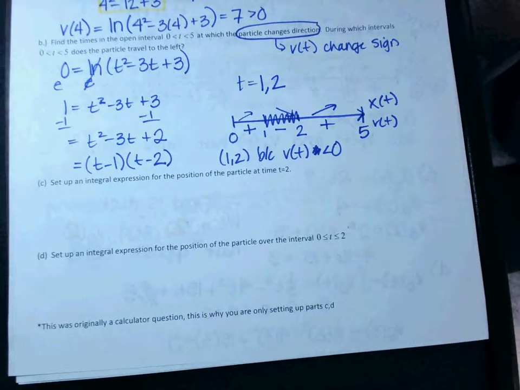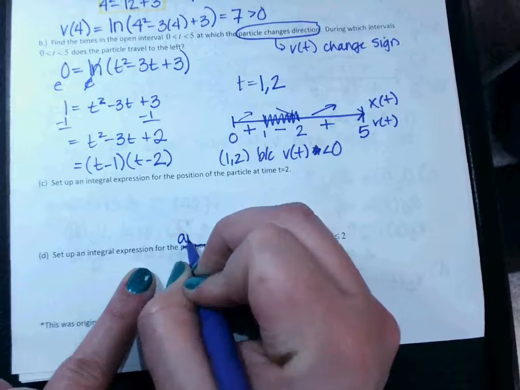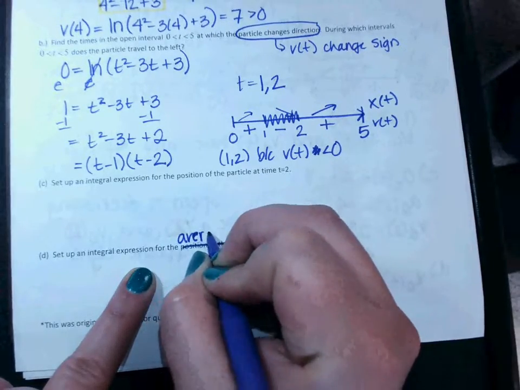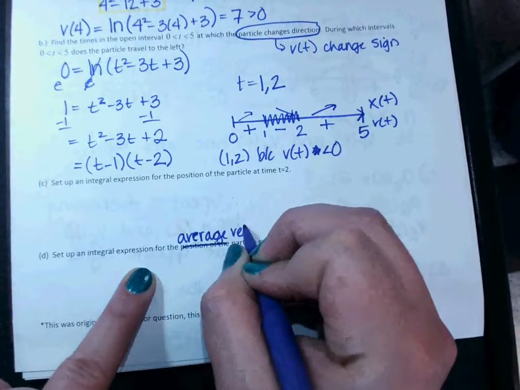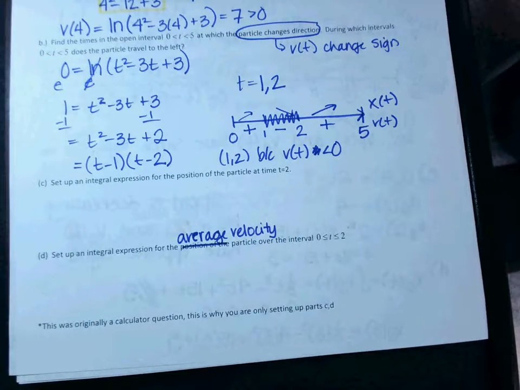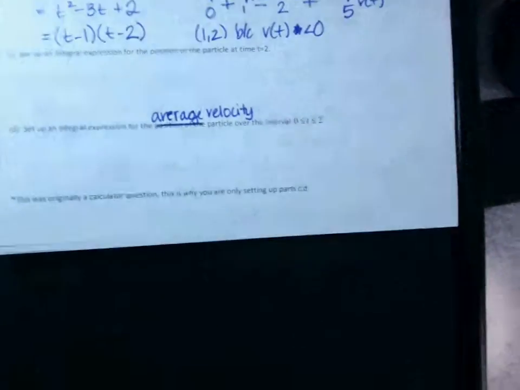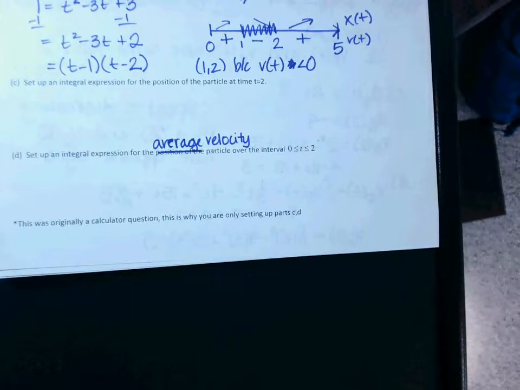Oops, I meant this second one to be different. Change this one for the average velocity. They both say position, that's my bad. Both of them are going to have an integral in them, but they should be different.